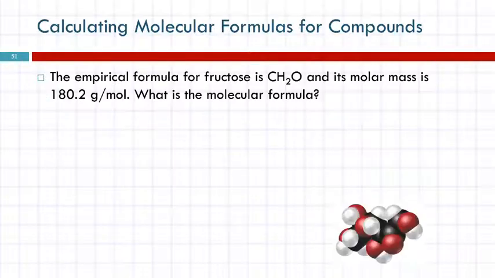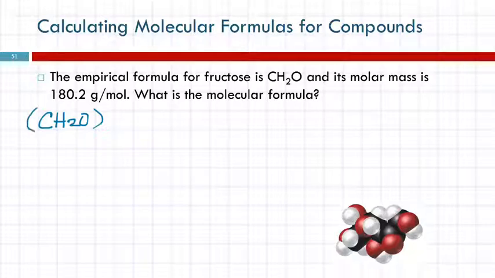So let's do an example. The empirical formula for fructose is CH₂O, and its molar mass is 180.2 grams per mole. What is the molecular formula? So the molecular formula is going to be some multiple of this. It might be multiplied by 1, might be 2, might be 3. Basically, what we need to figure out is how many of these units combined make up the actual molecule.